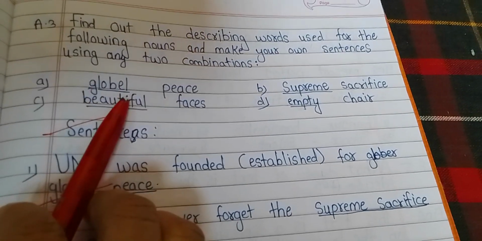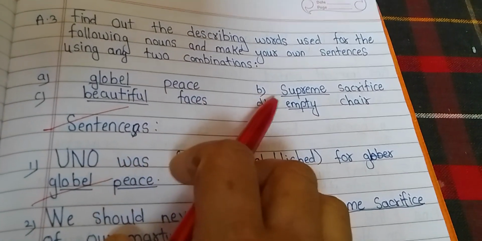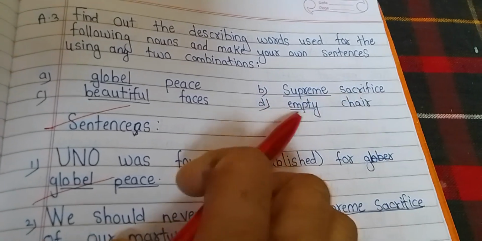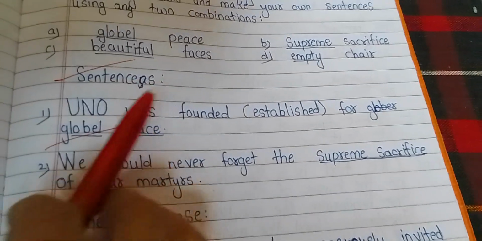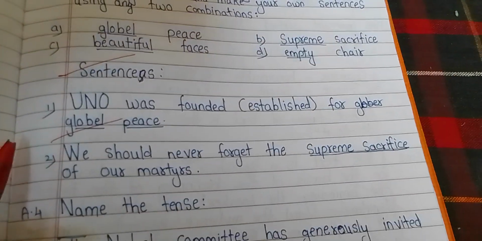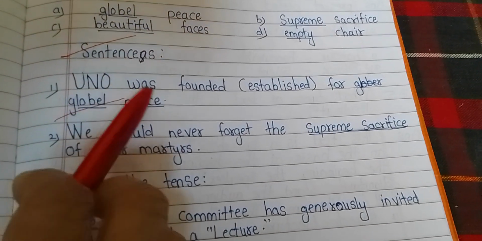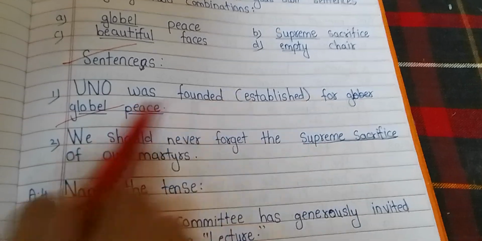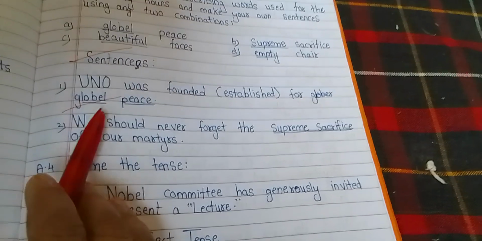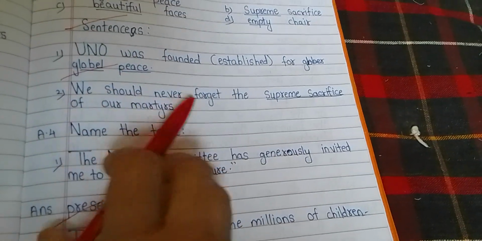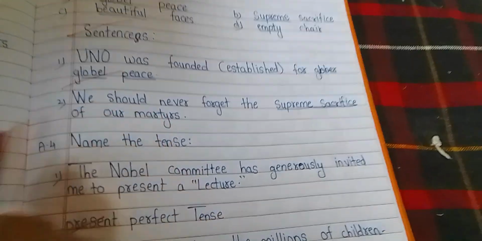A. Global peace, beautiful faces, supreme sacrifice, empty chair. Sentences. Number 1, UNO was established for global peace. Number 2, we should never forget the supreme sacrifice of our martyrs.